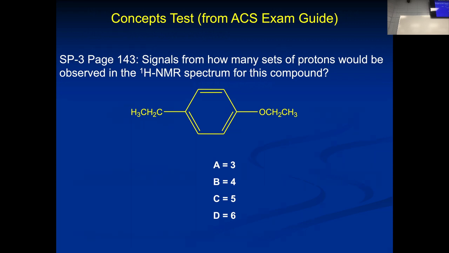Okay, let's skip that triplet. Let's look at some examples here. We'll work through a few things today. So let's look at this so-called problem 143. How many signals are we going to get for that molecule? Proton signals.